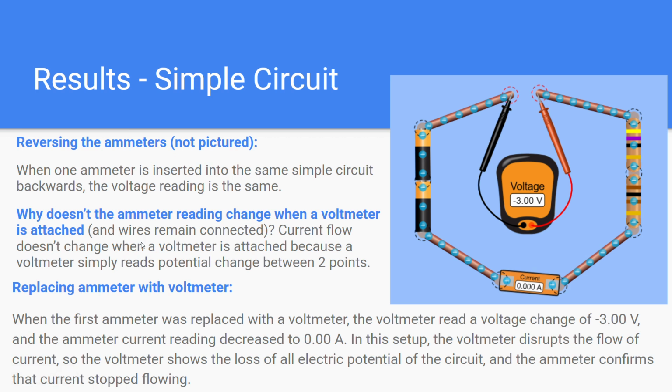If we replace the ammeter with a voltmeter, as shown in the picture to the right, the voltmeter read a voltage change of -3 volts, and the ammeter current reading decreased to 0 amps. In this setup, the voltmeter disrupted the flow of current, so the voltmeter showed the loss of all electric potential of the circuit, and the ammeter confirms that the current stopped flowing with this reading of 0 amps.